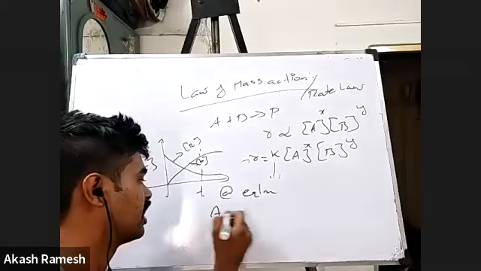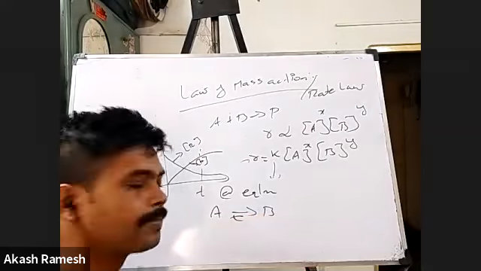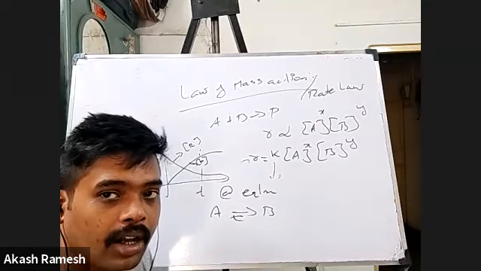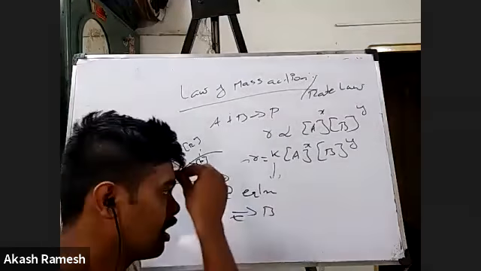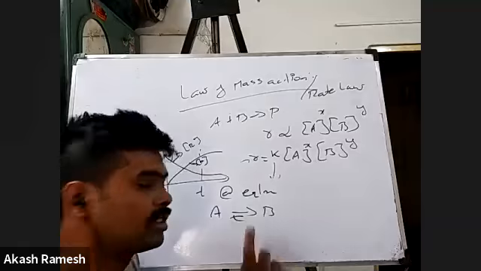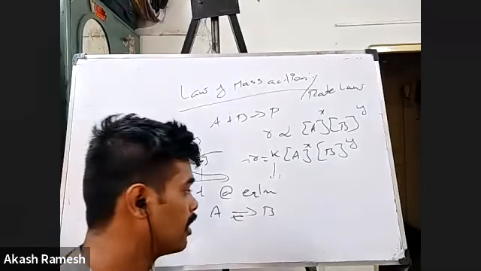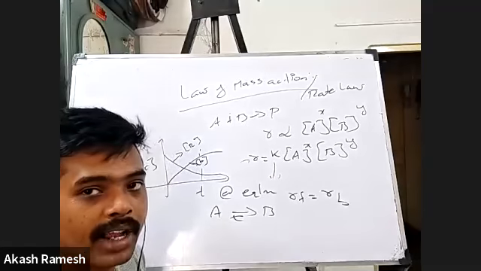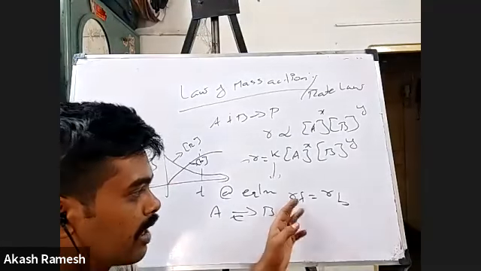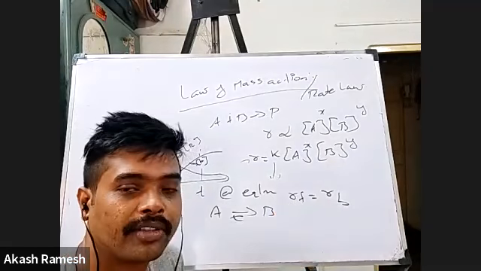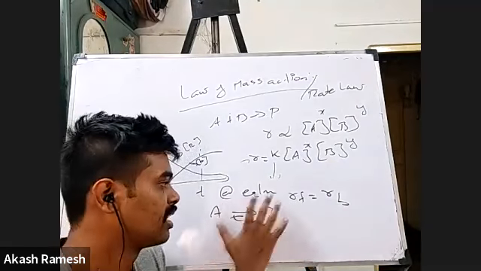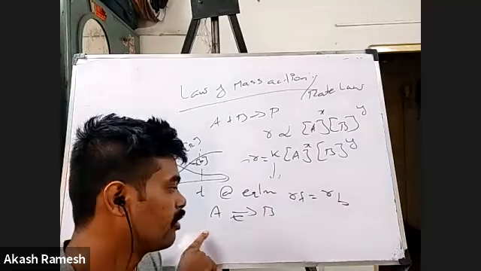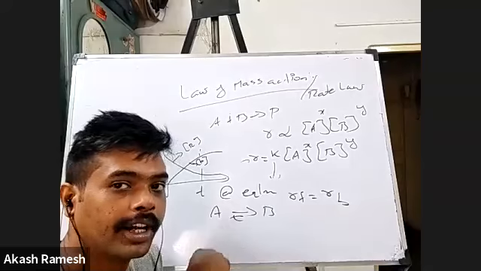Say if I have a reaction like this, A reversibly giving B, that means A can form B, B can also form A if the situations are suitable, right? So at equilibrium, this is how I define equilibrium. At equilibrium, the rate of the forward reaction is equal to the rate of the backward reaction. This is what you have to understand by what happens in equilibrium. At equilibrium, the rate at which A forms B will be equal to the rate at which B forms A.